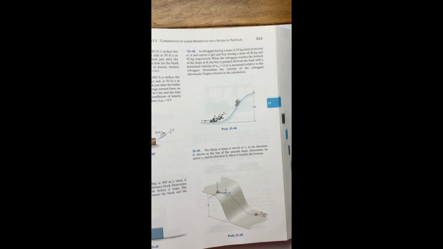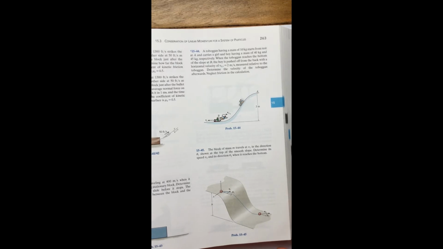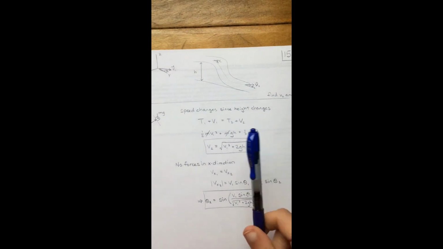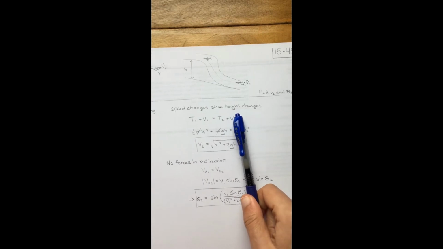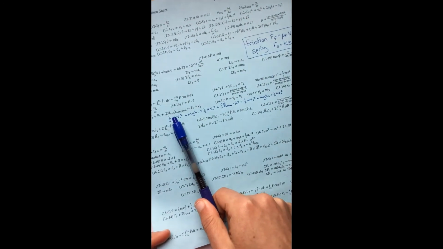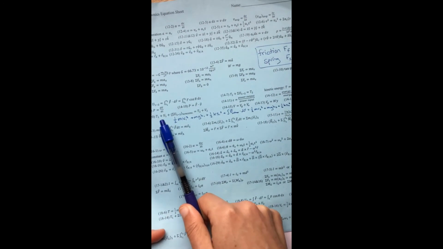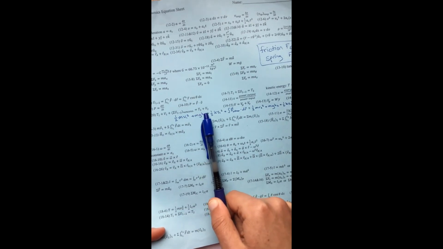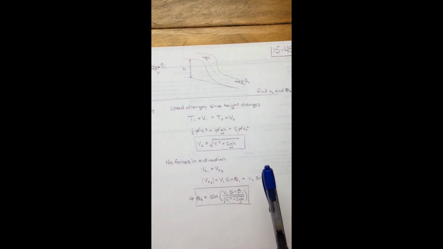So the first thing that I'm going to do is find the speed at the bottom of the incline, and the speed is only changing because of the force of gravity. So the speed changes because the height of the block changes. So from our work energy conservation law, work done by non-conservative forces in this problem is 0, so kinetic energy plus initial gravitational potential energy is equal to final kinetic energy plus final gravitational potential energy.